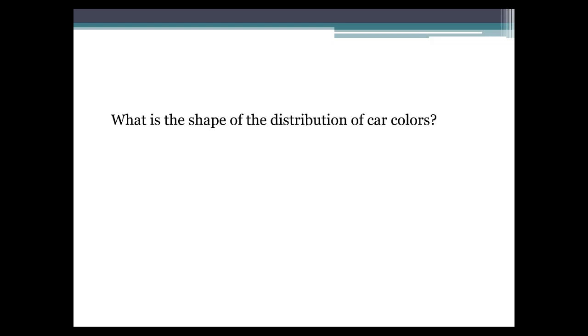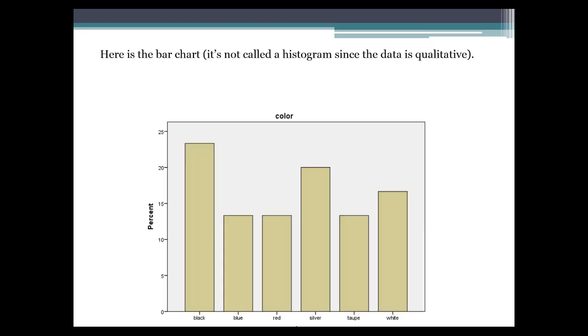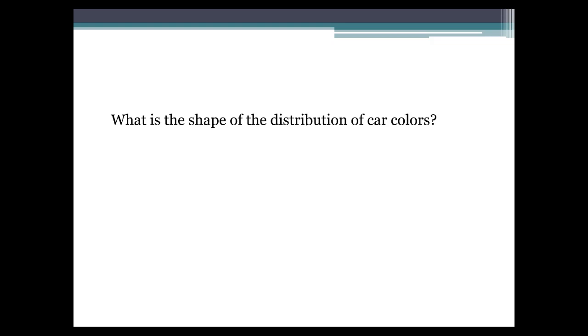Here's the thing. I ask you that question. It's a trick question. It's a qualitative variable. Qualitative variables don't have distribution shapes. We could, if we wanted to, rearrange those colors in any order and it would make no difference whatsoever. So bar charts for qualitative data, we don't talk about the distribution shape.